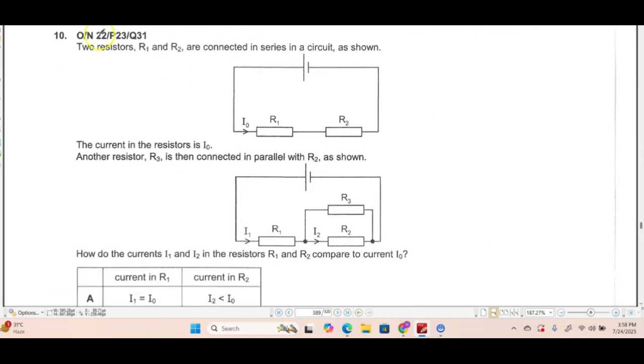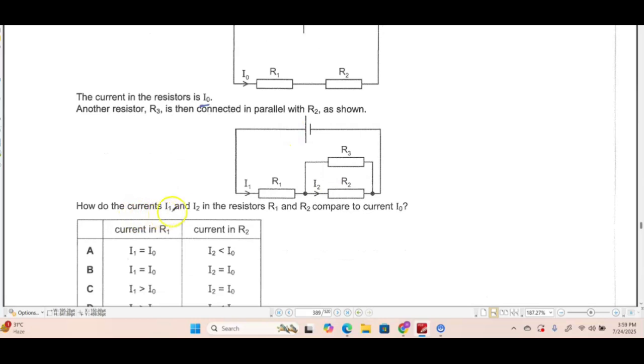Question number 10. Two resistors R1 and R2 are connected in series in a circuit as shown. The current in the resistor is I0. Okay? Another resistor R3 is then connected in parallel with R2 as shown.